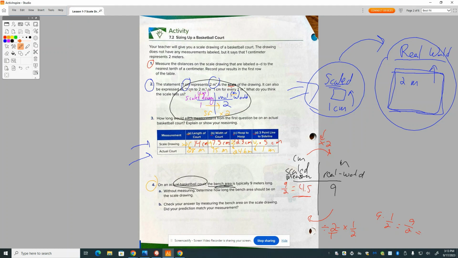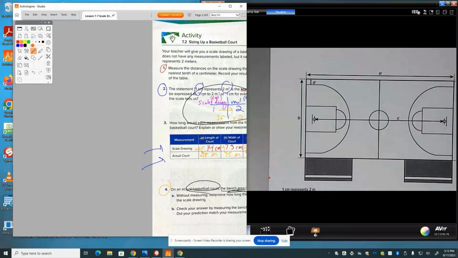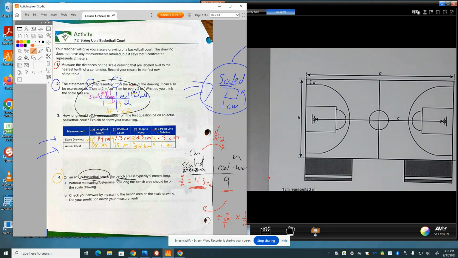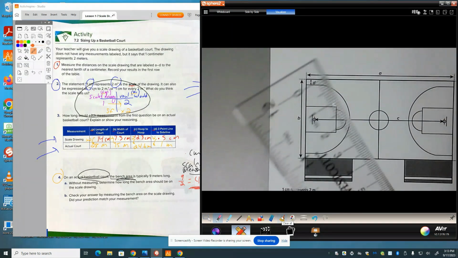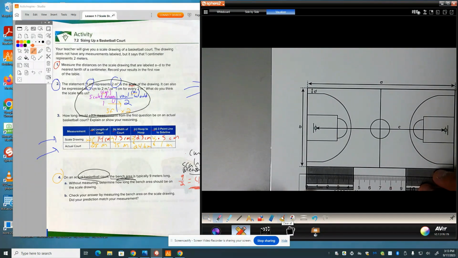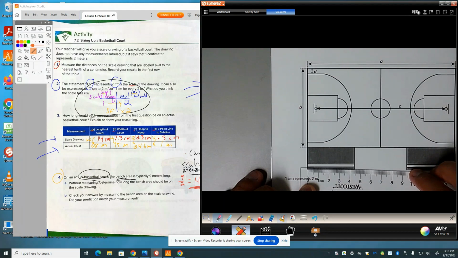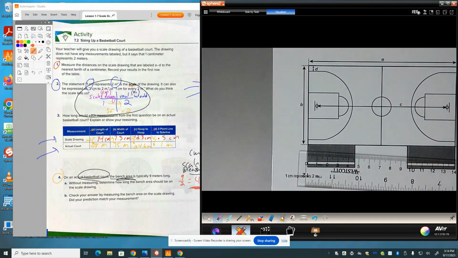Now let's go ahead in our actual drawing to see if this agrees. Because according to this, if I have in the real world a 9 meter bench, my drawing should have a 4.5 scale in terms of my drawing. So let's go ahead and check to see if we did it correctly. Now if you notice in our drawing, our benches are drawn right here at the bottom. Let's go ahead and measure to see if we actually get the scale drawing of 4.5 centimeters. Here's my centimeter side. I'm going to go to the beginning of the bench to the end of the bench, and you can see here that it's exactly at 4.5. So we were correct.